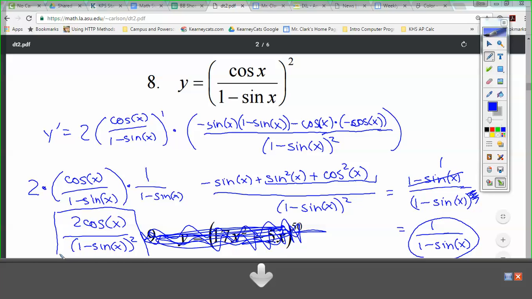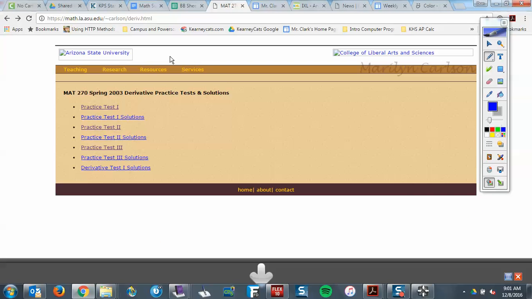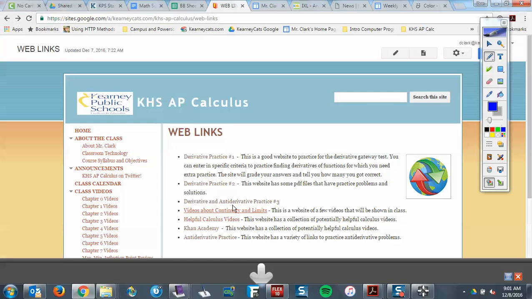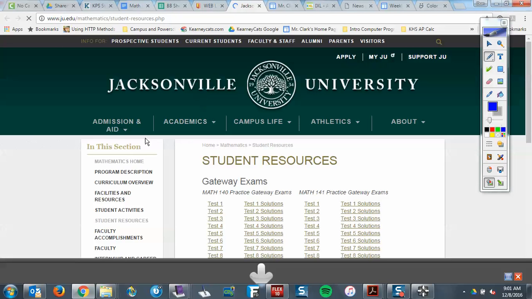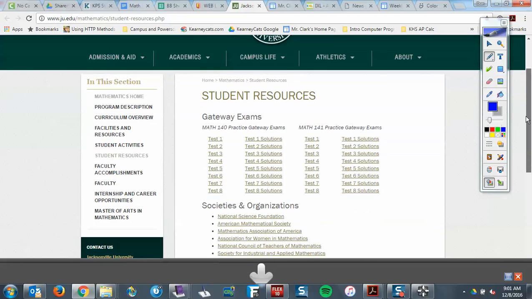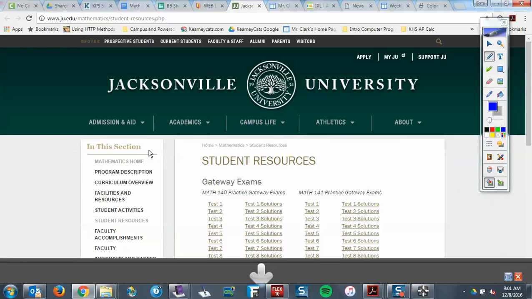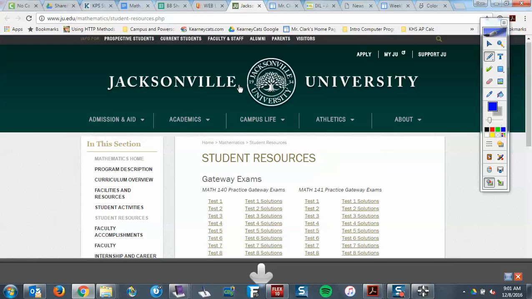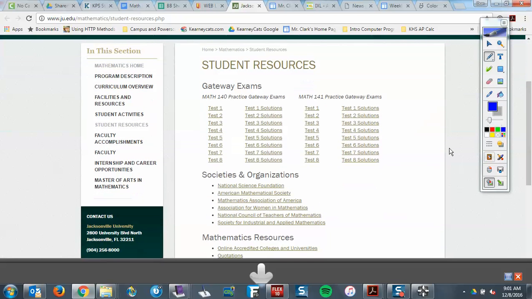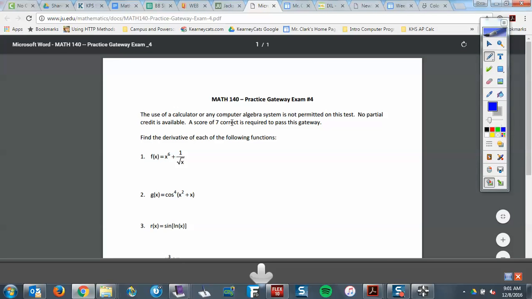So the third link is a new one that I just found. Or it's an old one, and the link didn't work, so I searched and found that new link. The Math 140, they call them gateway exams too, and this is Jacksonville University. They've got a bunch of different ones, and I haven't gone through them all, but they have the solutions. So 140 is their derivatives, and 141 are anti-derivatives. So you can go through here, and again, it's a PDF.